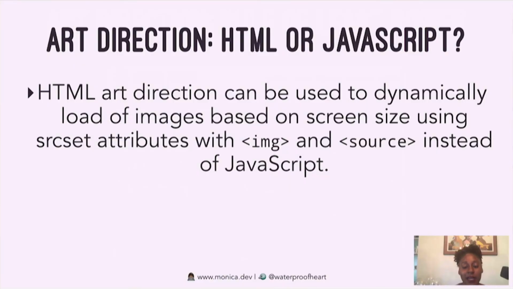I wanted to figure out how I could efficiently load different header images based off of the screen size, and I ended up discovering that I do not need to use JavaScript in order to do this in a performant way. I was looking into how to display different images based on screen size, and I stumbled upon HTML art direction, which can be used to dynamically load images based on the screen size using just HTML attributes such as srcset instead of needing to pull in JavaScript.